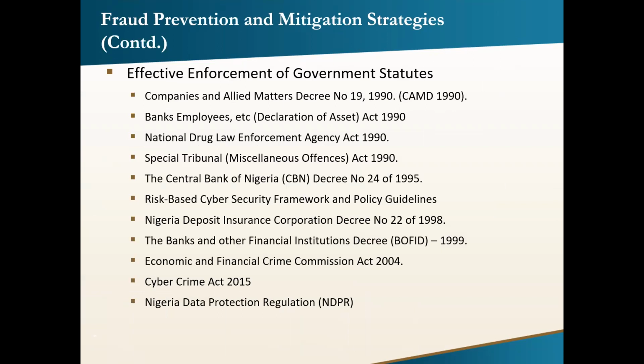So, effective enforcement of government statutes. There are so many of these government statutes out there, but the problem we're having is the effective enforcement of all these statutes. So these are examples of them. Number one, the Companies and Allied Matters Decree that created the CAC.